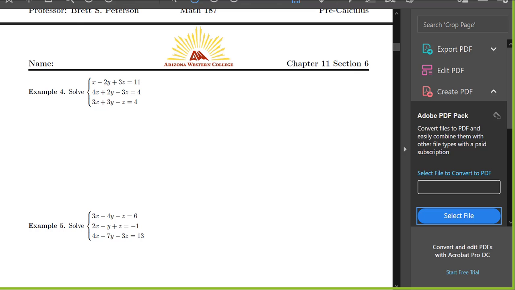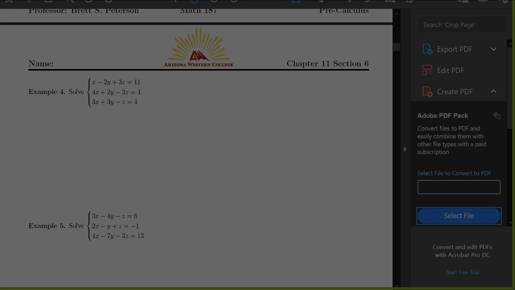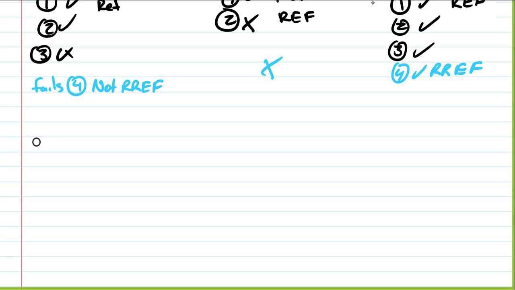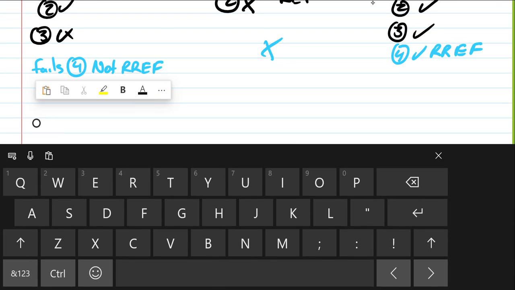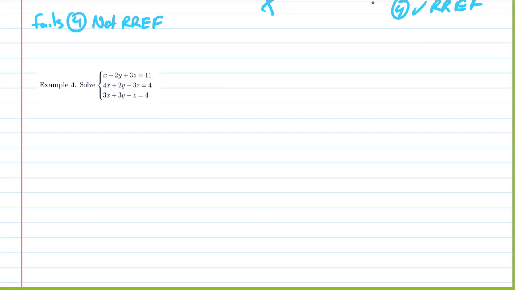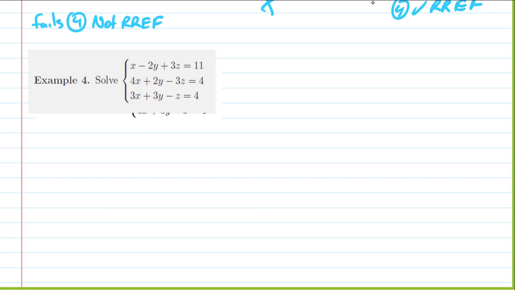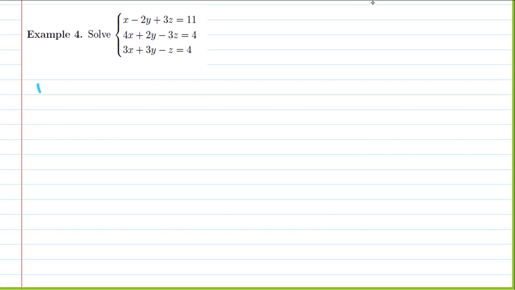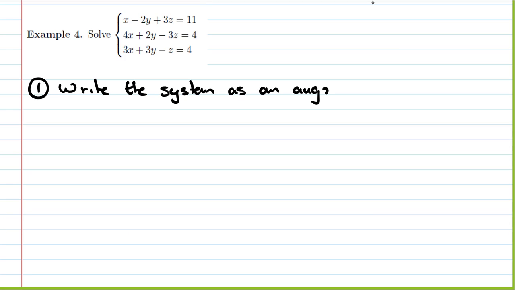So let's take a look at example number 4. We wish to solve the following equation. So the first thing we're going to do is, one, write the system as an augmented matrix.